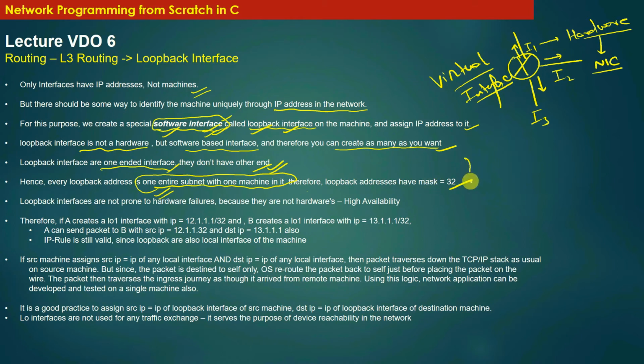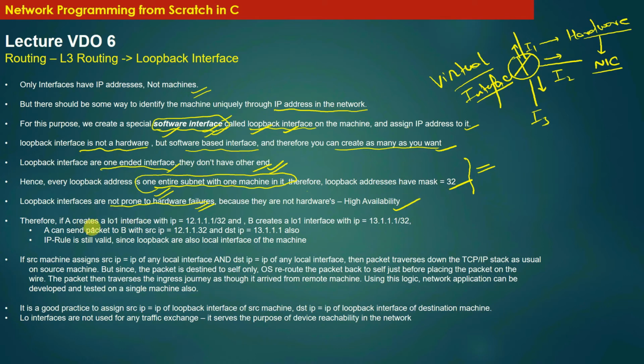So, in the next slide, we will discuss these two points more elaborately. Loopback interfaces are not prone to hardware failures. Why are they not prone to hardware failures? Because they are not hardware in the first place. They are software-based interfaces. And because a loopback interface cannot fail, they show the property of high availability.